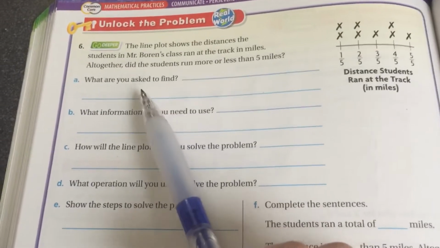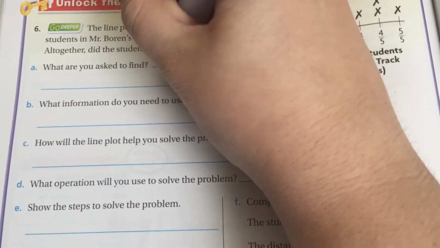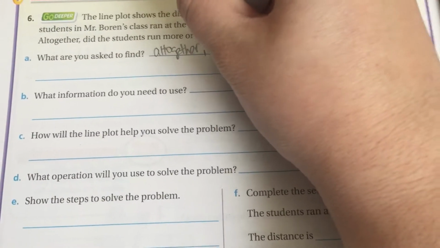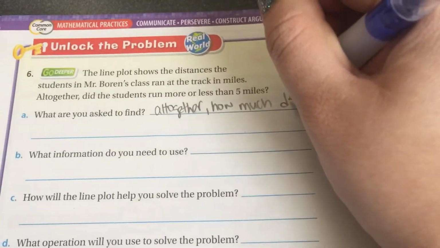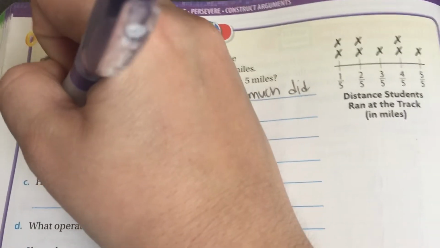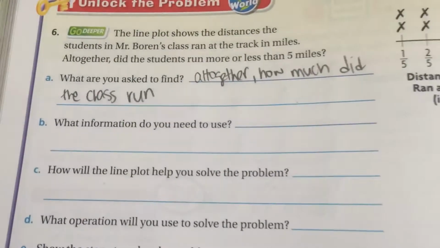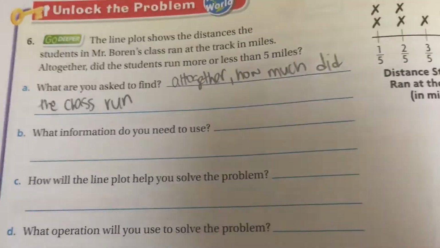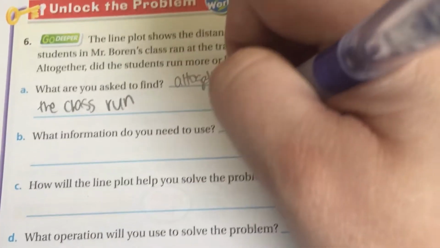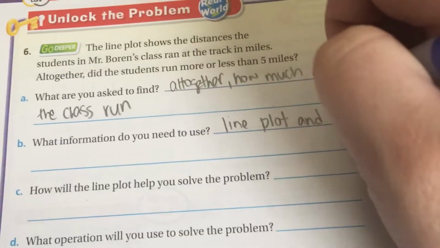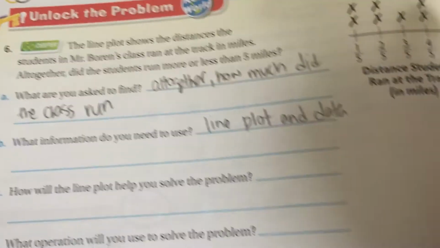Okay, so we're trying to figure out altogether how much did the class run. What information do you need to use? We need to use the line plot and the data, which is the information in the line plot.